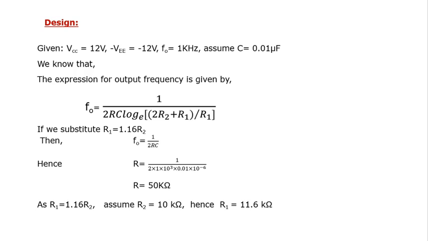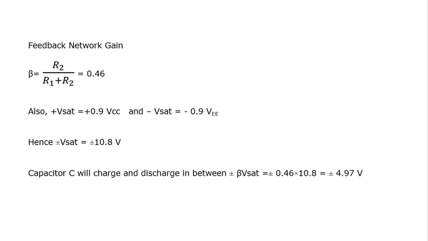So if F0 is 1 kHz and C is 0.01 microfarad, then the value of R will be calculated as 50 kilo ohm. As R1 is equal to 1.16 R2, we will assume R2 is equal to 10K and R1 is equal to 11.6 kilo ohm. The feedback network gain beta is calculated as R2 upon R1 plus R2, which is equal to 0.46.